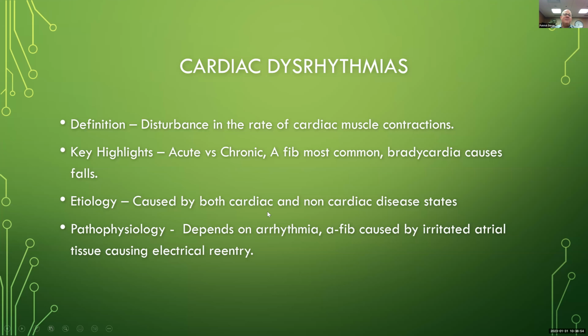So etiology can be caused by cardiac and non-cardiac disease states. It depends on the arrhythmia for the pathophysiology, but AFib is caused by an irritated atrial tissue causing electrical reentry. So you just got that atria, just that SA node causing all of that reentry, and then the ventricle is just kind of doing its own thing until it starts to become rapid because it's trying to keep up with the atria.